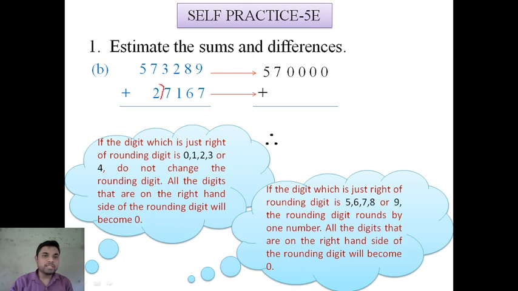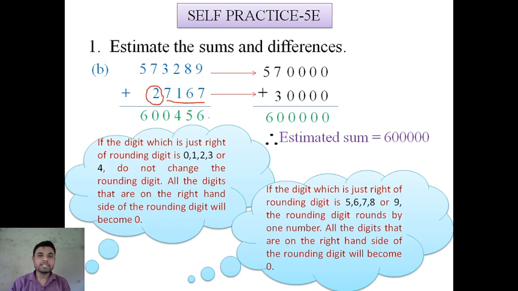Now come to the next. Here, what is the rounding digit? 2 is the rounding digit. Just right of 2, what is the digit? It is 7. Is 7 more than 5 or less than 5? Obviously it is more than 5. So if it is more than 5, this 2 will be plus 1, rounds up by 1. 2 plus 1 will be 3. Now how many digits are just after the rounding digit? 4. So it will be 40. Now do the sum and write the answer statement: the estimated sum is equal to this.